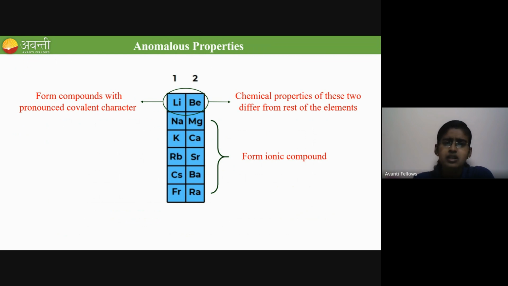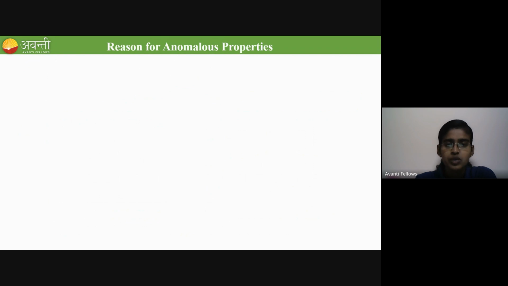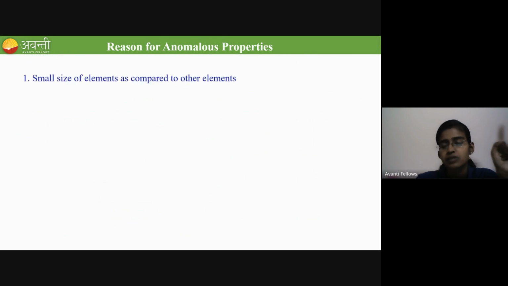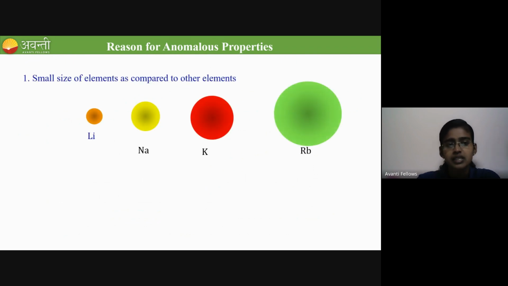So why? What is the reason for the anomalous property of the second period elements? Already we have discussed this in detail in the P block elements lesson. So let me just recall it once again with this lesson. So what is the reason? The first reason is because of its small size. When I compare lithium, sodium, potassium and rubidium, actually they are group elements. Lithium has a very small size. So because of that small size, it forms the covalent bond, whereas the other elements form ionic bonds.